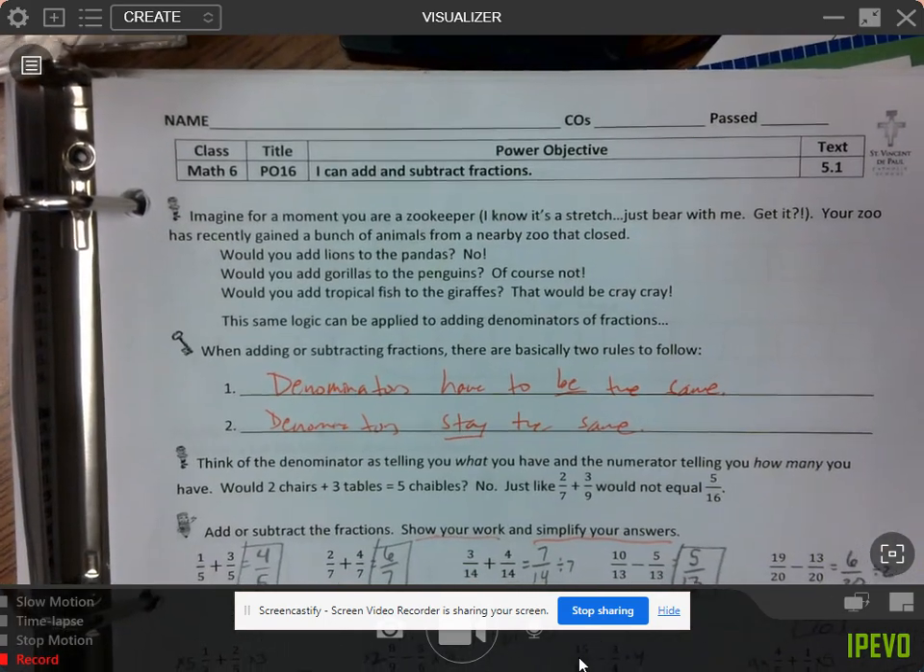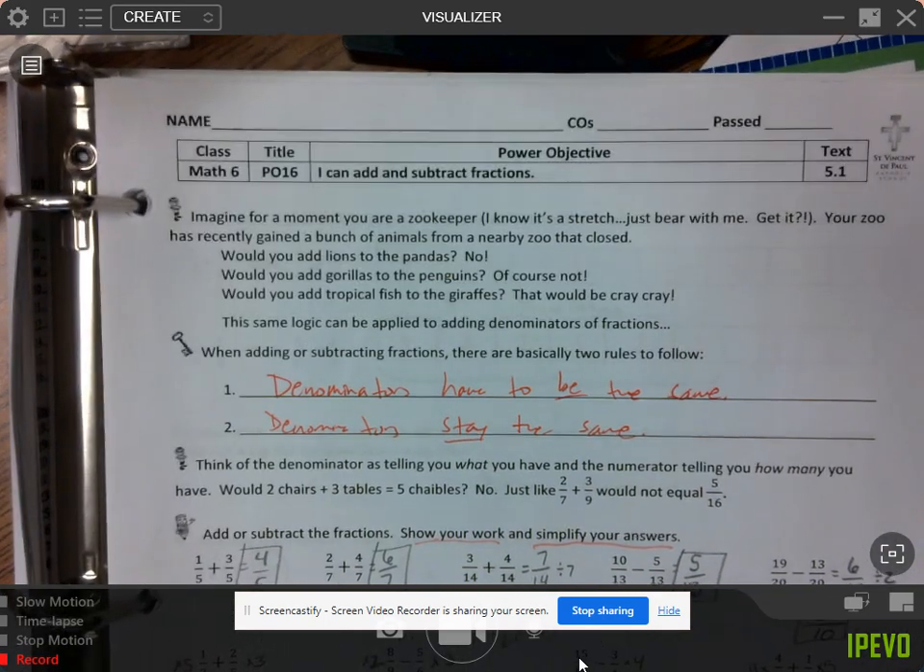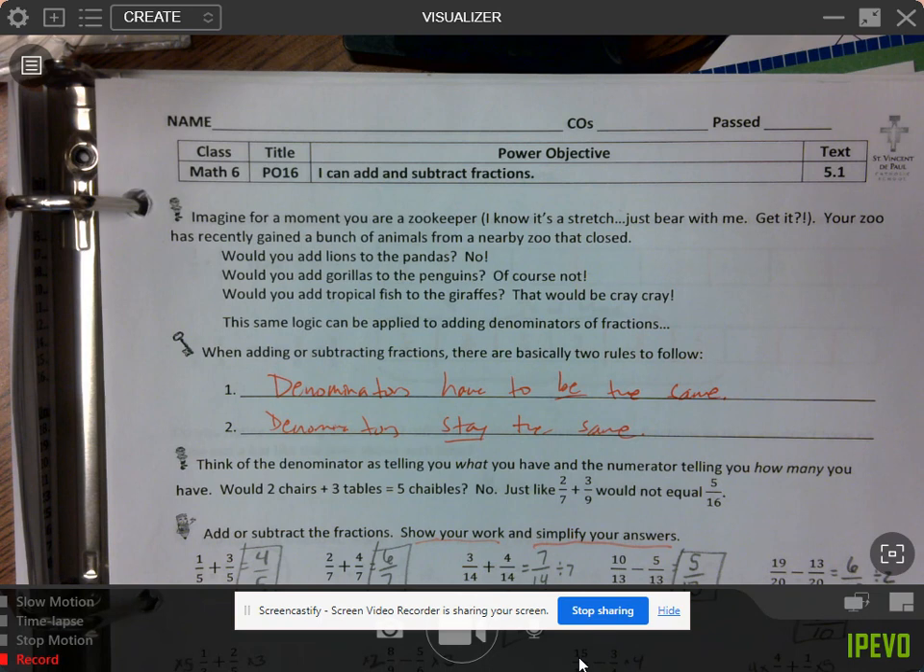Good morning. Today we are correcting PO16. I can add and subtract fractions. What was the big thing we needed to know about adding and subtracting fractions? Liv?